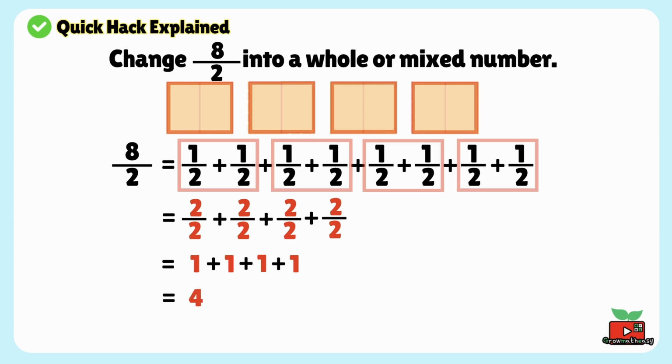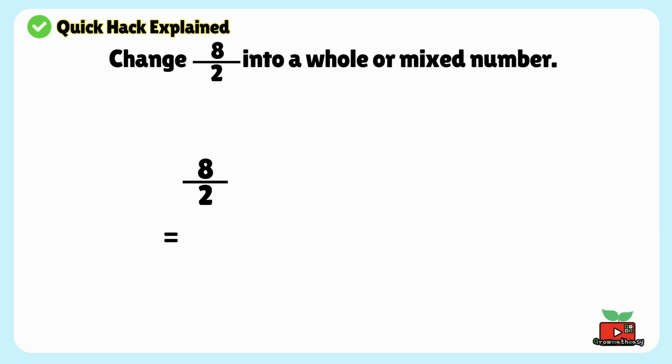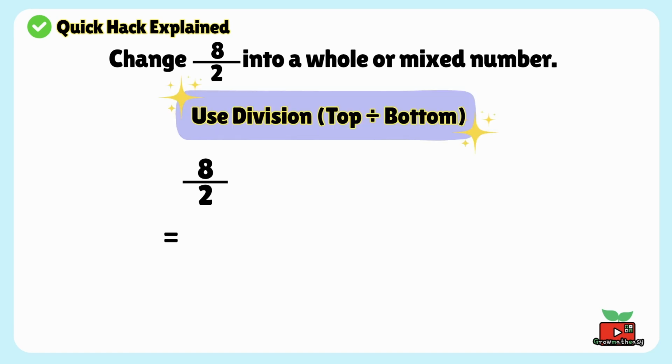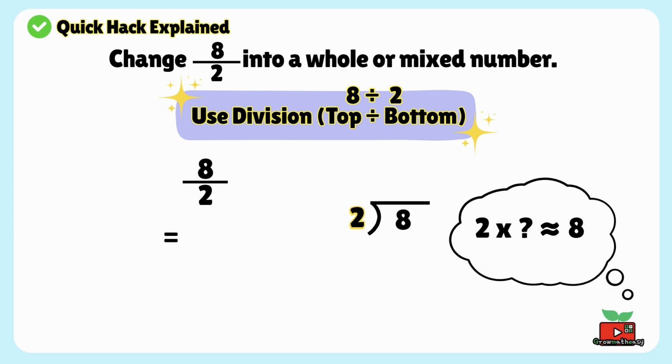That's it, 4 wholes. Let's use the quick hack to check our answer. Take the top number, the numerator, and divide it by the bottom number, the denominator. That is 8 divided by 2. So how many groups of 2 fit into 8? That's 4. No remainder, no fractions left over. And this one becomes a whole number instantly. Therefore, 8 halves equals 4.